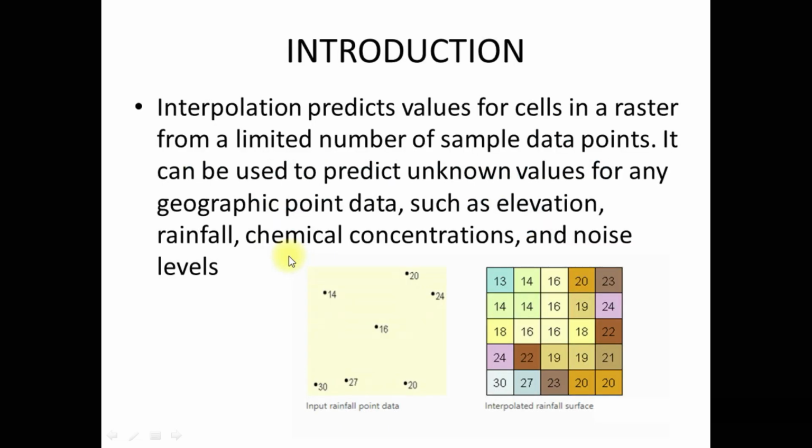So interpolation predicts values for cells in a raster from a limited number of sample data points. It can be used to predict unknown values for any geographic point data, such as elevation, rainfall, chemical concentration, and noise levels. For instance, here you have the input rainfall point data, which is measured in different, spatially distributed locations. And on the right side we can see the pixel output raster dataset, which is the interpolated rainfall surface according to this point data.